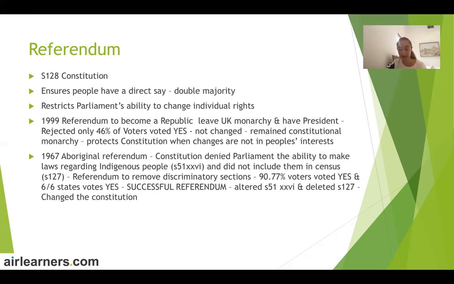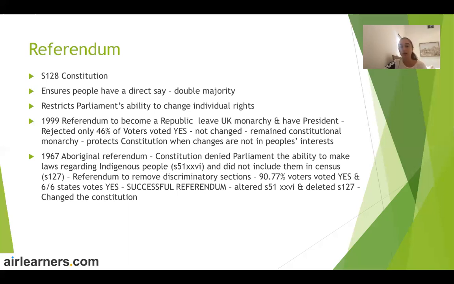The second example is the 1967 Aboriginal referendum, which shows how referendums can be used to make necessary changes to the Constitution. So prior to the 1967 referendum, the Constitution denied Parliament the ability to make laws regarding Indigenous people under the race power and did not include them in the census, which meant that resources were not properly allocated for Indigenous people because they weren't considered in our population statistics and that kind of thing. So these were clearly discriminatory clauses that needed to be changed.